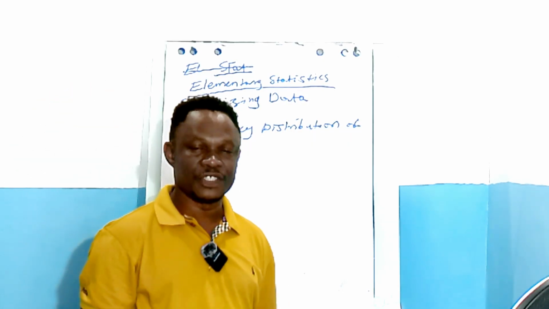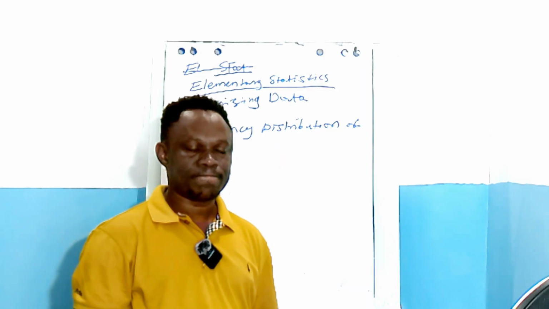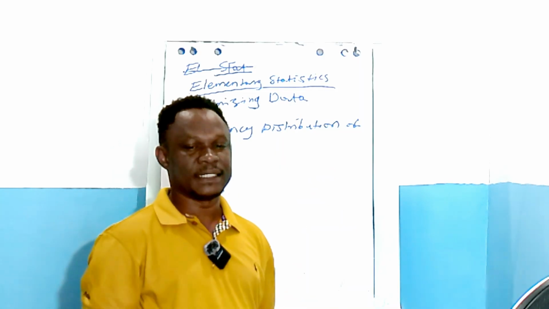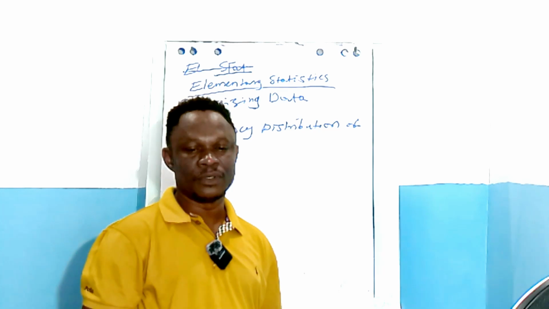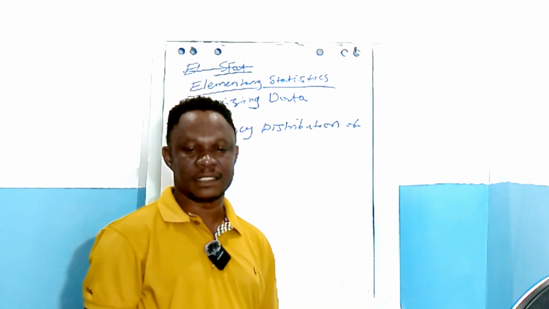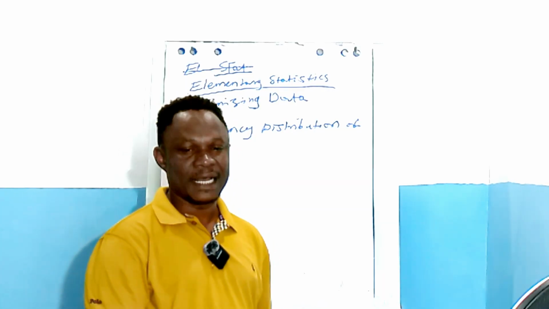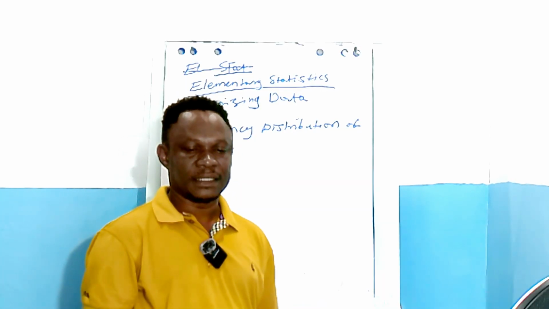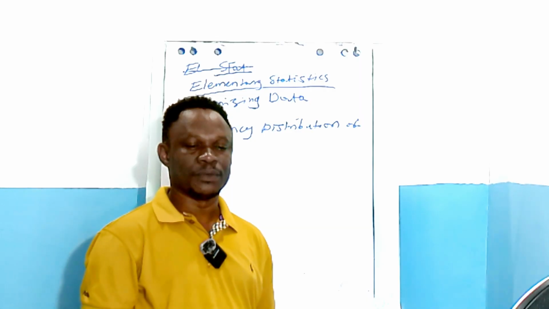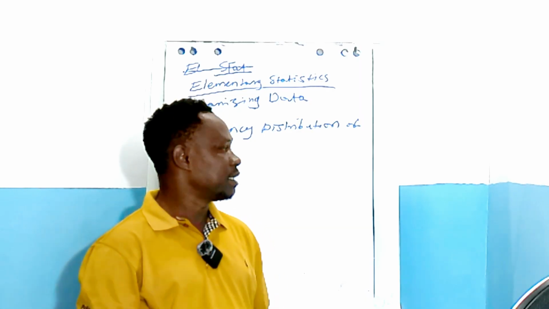A frequency distribution basically means taking raw data and putting it into a table wherein each data point is grouped or classified or put into a class so that it can be organized, understood, summarized, and interpreted.